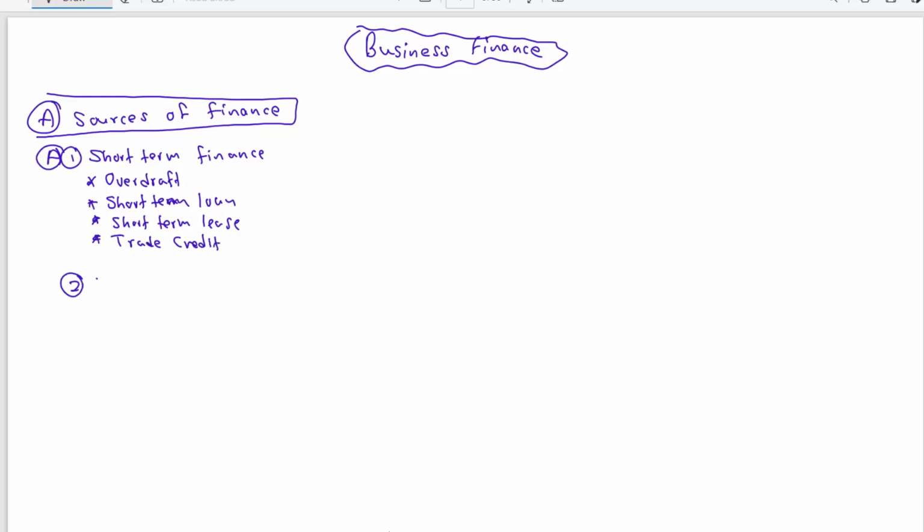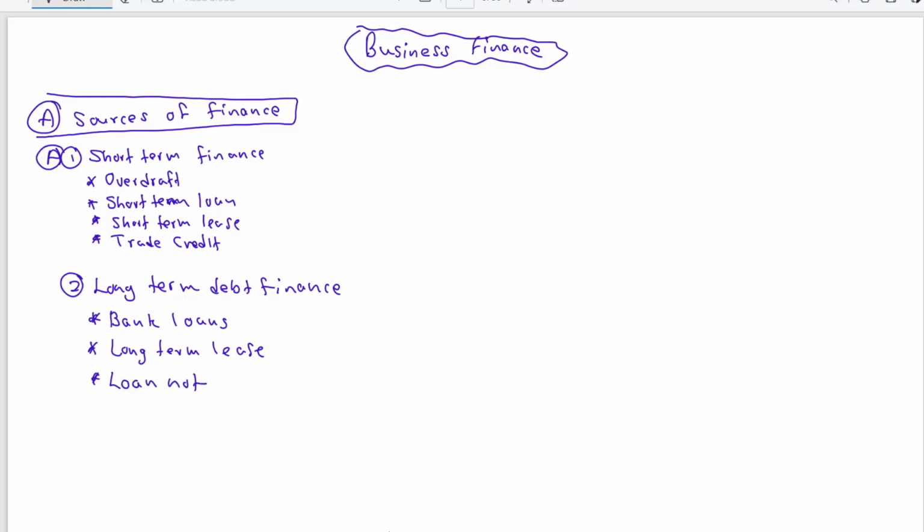Then next you have long-term debt finance. Under the long-term debt finance, you have bank loans, normal long-term bank loans, and long-term lease and loan notes or debentures, another name, or bonds.